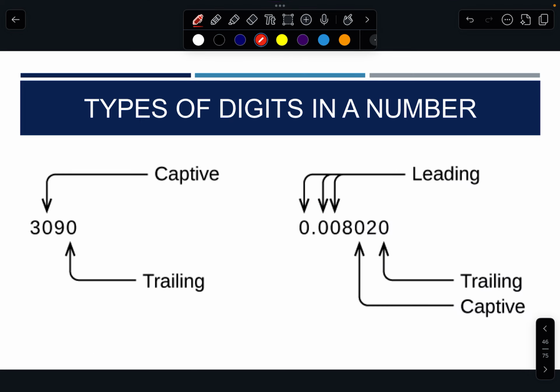And I've already covered this, but we have captive zeros between two non-zero numbers here and here. So this is a captive zero, so it's significant. We have three significant figures here. The trailing zero does not have a decimal place, so that is not significant. I'm going to put an NS for non-significant.